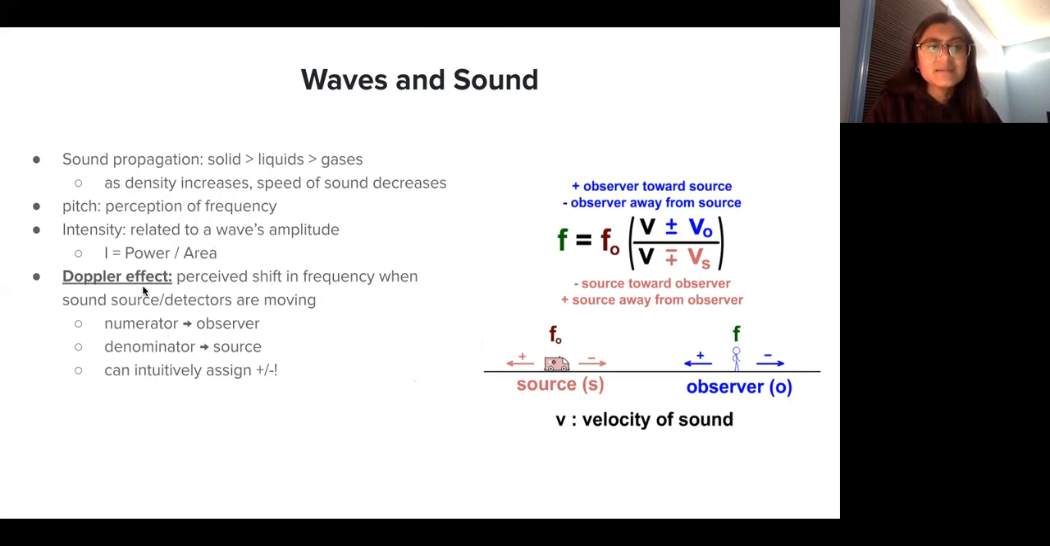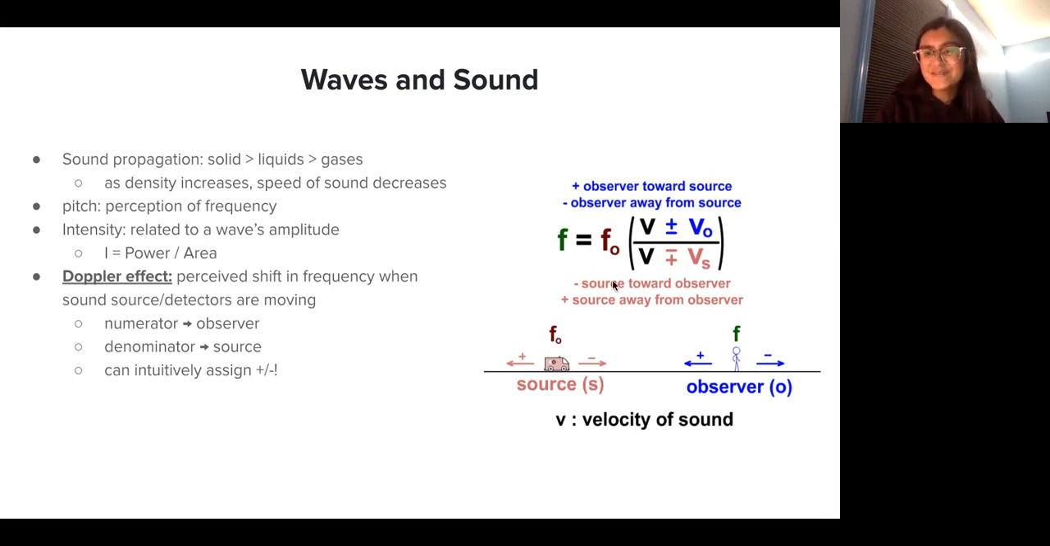I apologize for that. And then what I think is most important about sound is the Doppler effect. This is the perceived shift in frequency when a sound source or a sound detector is moving. As an ambulance is driving away from you, it sounds different than when it's approaching you. And the formula to determine the relative frequency is this formula here.